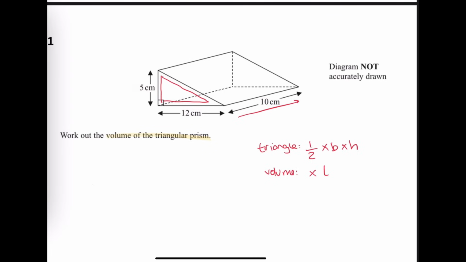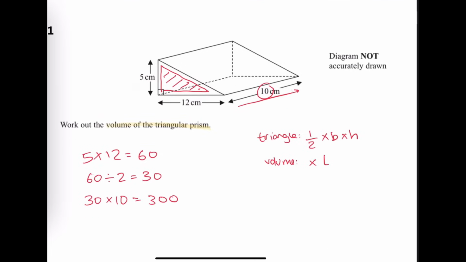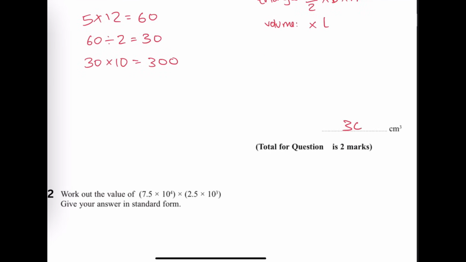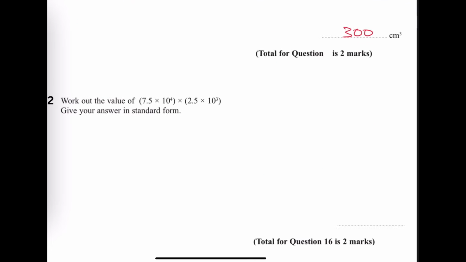If we do this, we do 5 times 12, and this is 60. Then we do 60 divided by 2. This is 30. This is the area of this triangle over here. Now we times it with length, which is 10. So we do 30 times 10, and this is 300. And we know the answer is 300 centimeters cubed.